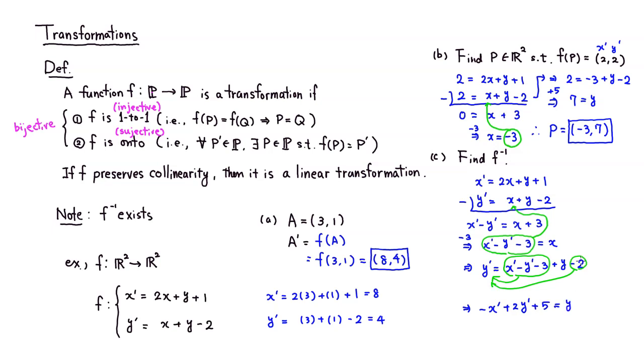Now we already know the answer. So f inverse is going to have a formula: x is equal to x prime minus y prime minus 3, and y is equal to negative x prime plus 2y prime plus 5. So that is the formula for the inverse transformation.